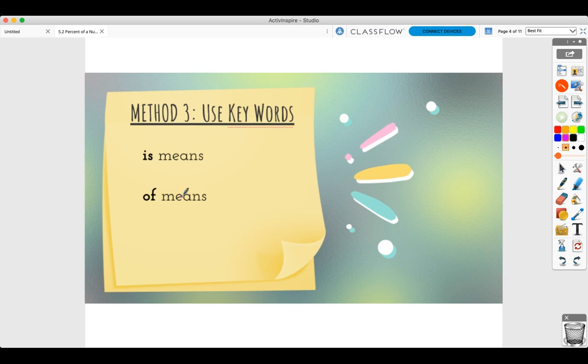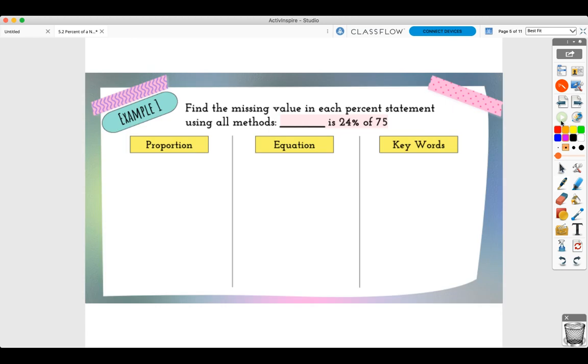So "is" in math symbolically means equal. That's it. It means equal. So especially in problems like this, when you see the word "is," you're just making it equal to something. And "of," a lot of you probably already know, means multiplication. I'm going to write the word down because I don't like using X's anymore. I'm just going to put this as equal, and multiplication.